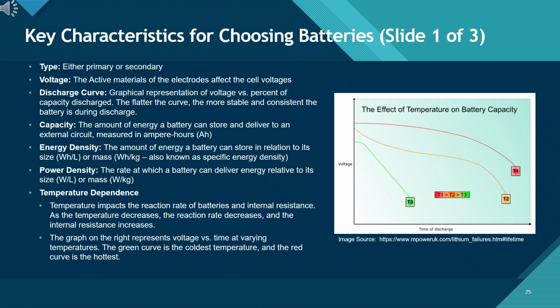Then, of course, there's capacity, which tells us how much energy the battery can store, and energy density and power density, which describe how much energy or power the battery delivers for its size or weight. Finally, temperature matters a lot. As the temperature drops, chemical reactions slow down and internal resistance increases. The graph on the right clearly shows this. The green line represents cold conditions, with lower voltage and a much shorter discharge time, while the red line shows the best performance at higher temperatures. So, when choosing a battery, all these characteristics come together to determine how well it will perform in a real-world environment.